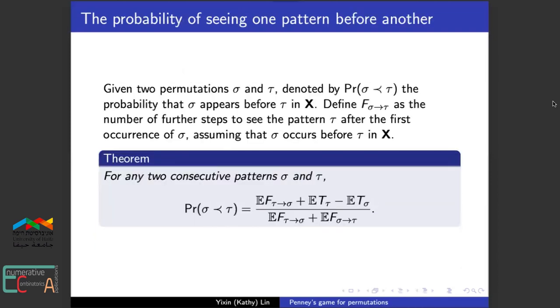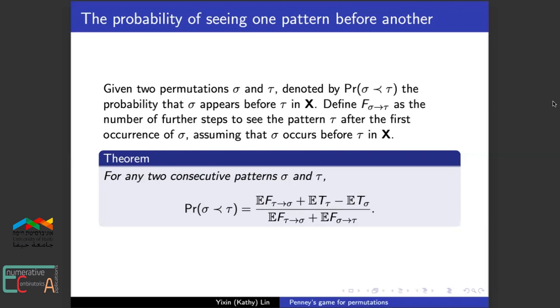We then talk about the probability of seeing one pattern before another. Say we have two permutations sigma and tau, and denote by Pr of sigma precedes tau the probability that sigma shows up before tau in X. We define F sub sigma to tau as the number of further steps to see the pattern tau after the first occurrence of sigma, assuming that sigma occurs before tau in X. Then we have the following formula for this probability.